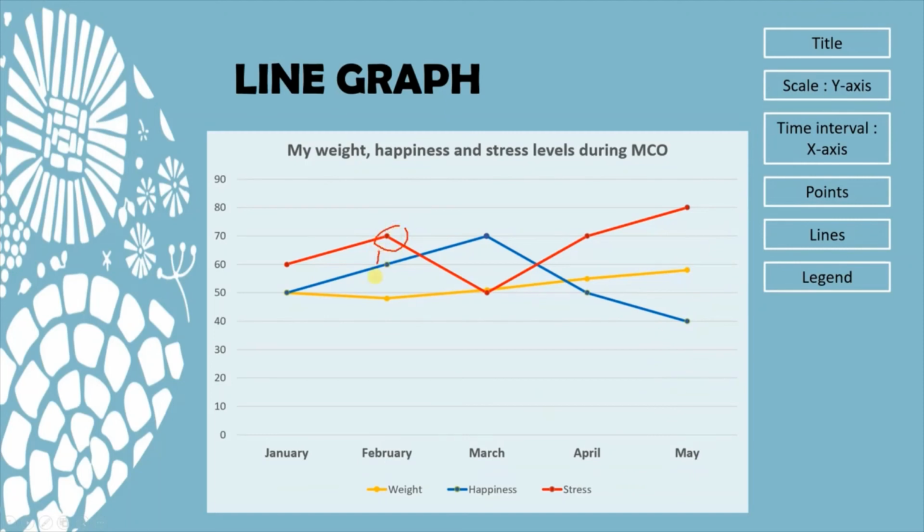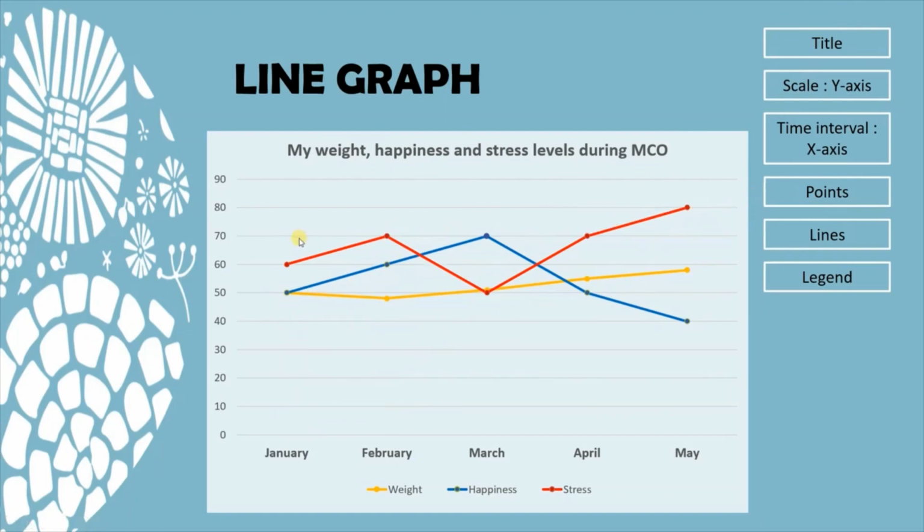The points are used to correlate with the time interval. The time interval in this graph is divided into different months, for example, January, February, March, and so on.